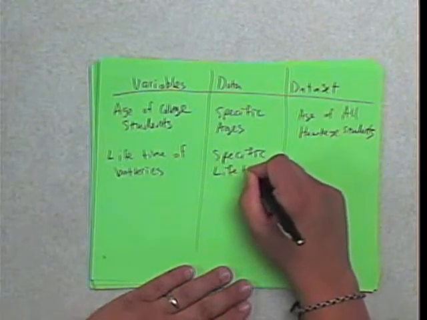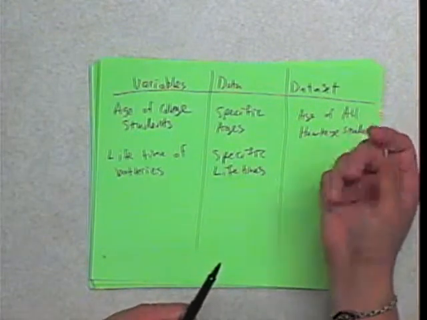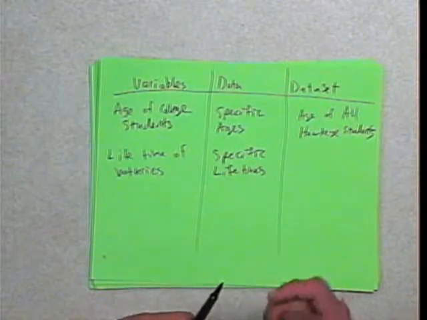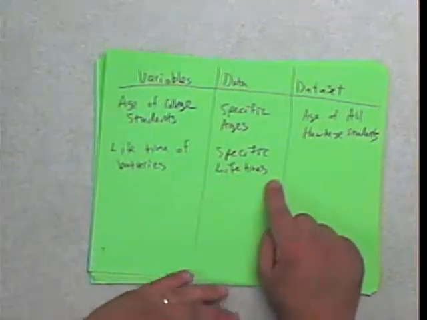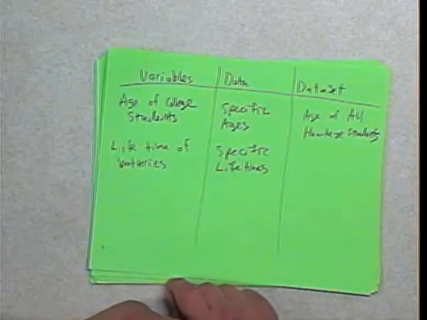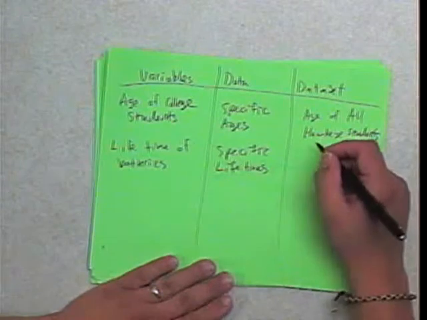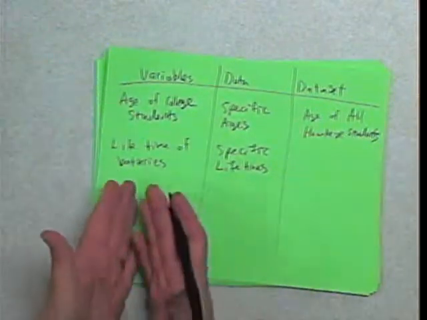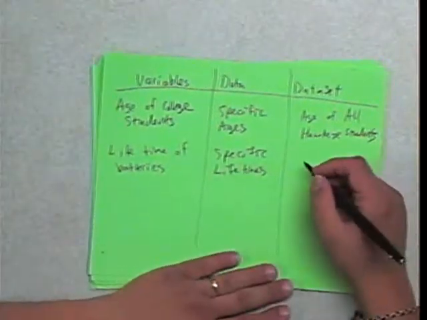Okay? And you would have to get this by actually observing. Plug the battery into a little flashlight or whatever and turn it on and see how long the battery lasts. Okay? And you get the lifetime of that particular battery. Okay? And the population would be all the batteries that the company produces. You're interested in the lifetime of all the batteries.